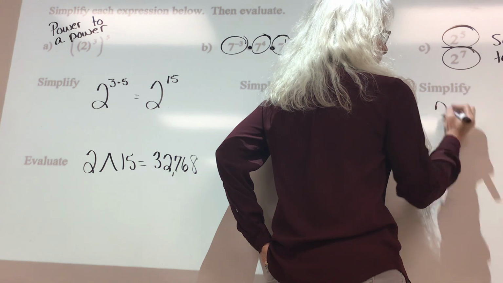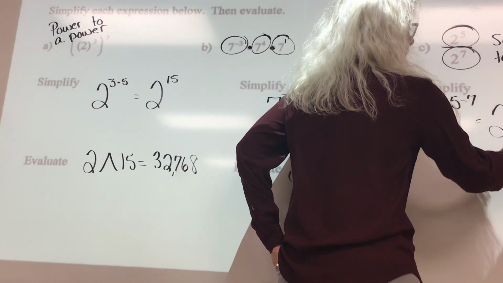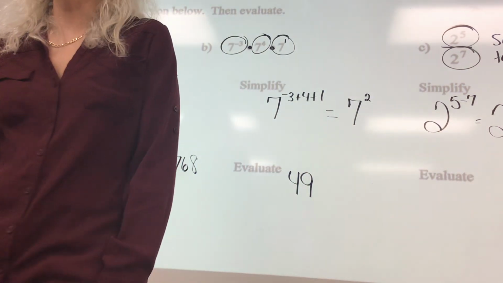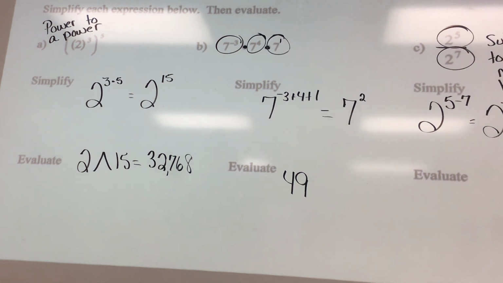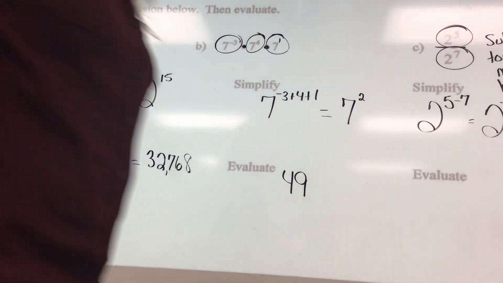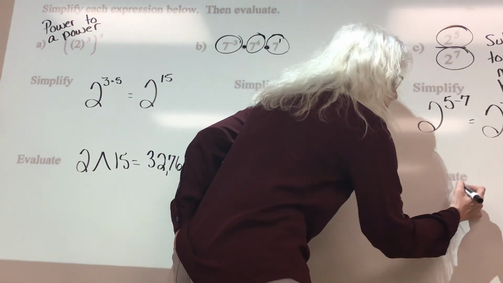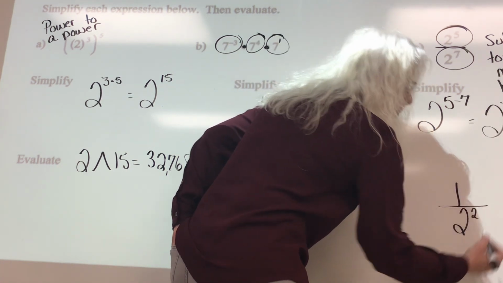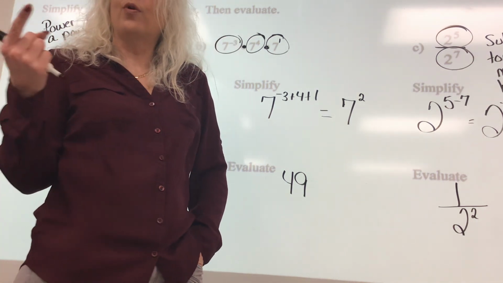So I'm going to keep my base, and take the top exponent minus the bottom. Are we okay with that? Notice we got a negative exponent, and that's okay. Who can raise their hand and tell me what a negative exponent just means? Brayden? It's a fraction. Very good. So to evaluate, when we have a negative exponent, remember we have to write it in fraction form and make the exponent positive. Anytime you get a negative exponent, you have to write it in fraction form to evaluate.